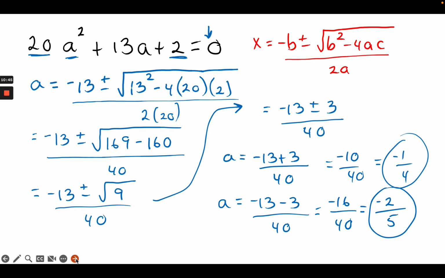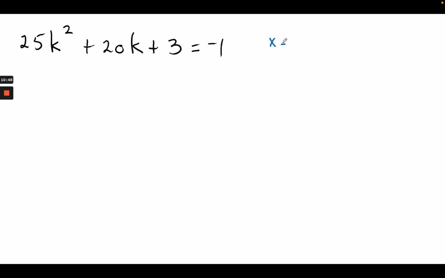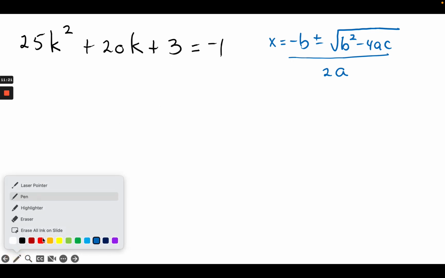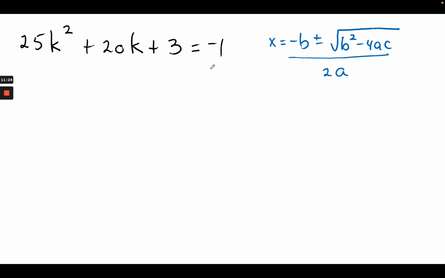Okay, next one. I'm writing the quadratic formula out each time just to refresh your memory. X is equal to negative b plus or minus the square root of b squared minus 4ac all over 2a. So what does the quadratic equation have to equal? It has to equal 0. Does this equal 0? No, it does not. So what do we have to do? We're going to add 1 to both sides.